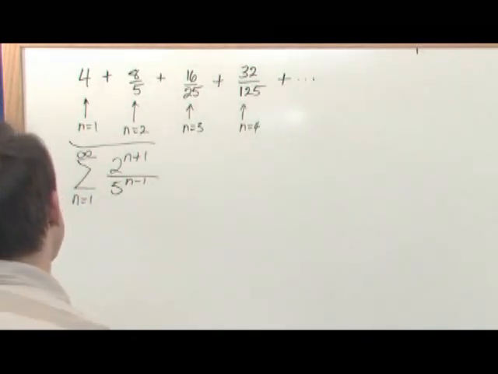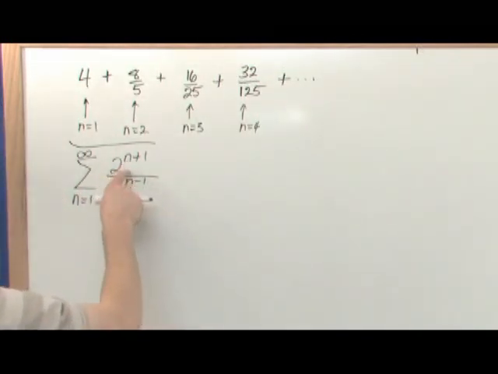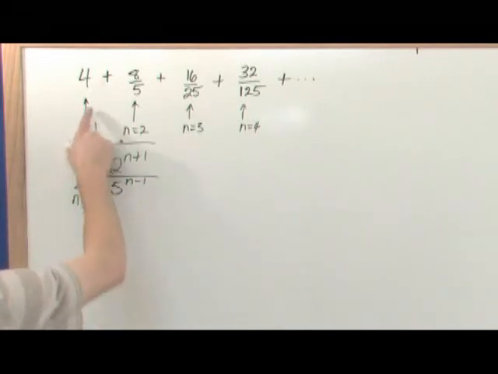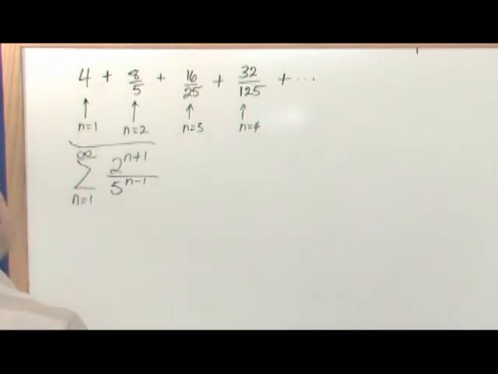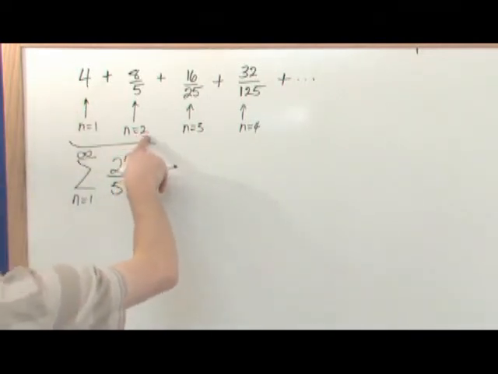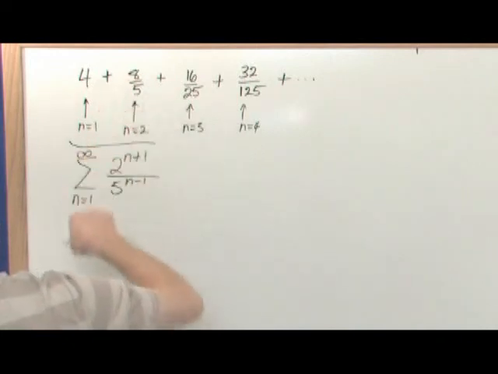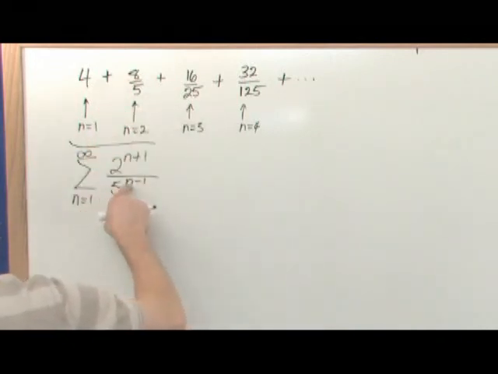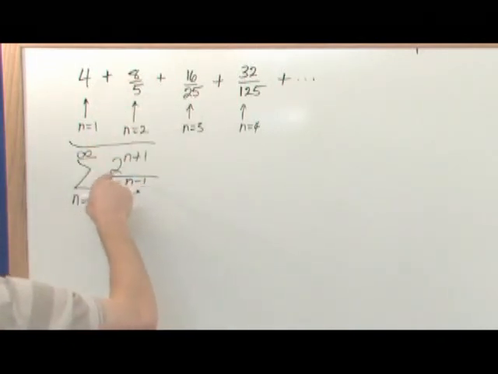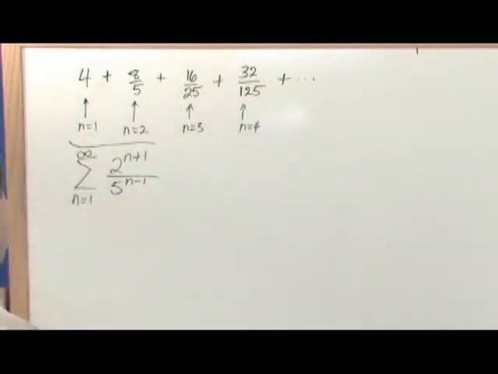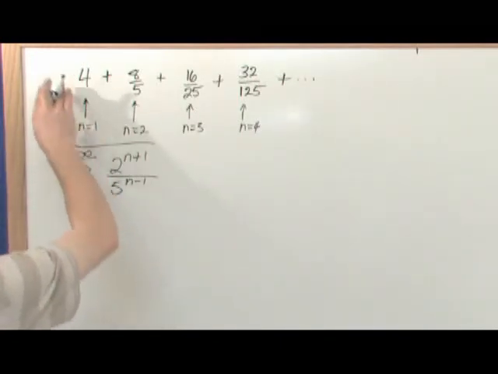Because when you think about it, if you put n is equal to 1 in here, 1 minus 1 gives you 0, 5 to the 0 gives you 1, so the first term has nothing on the bottom, and on the top it's 2 squared, which is 4. And if you plug in n is equal to 2, you'll have 2 to the third, which is 8, and on the bottom, 2 minus 1 is 1, so 5 to the first is 5. So this representation is representative of this series.